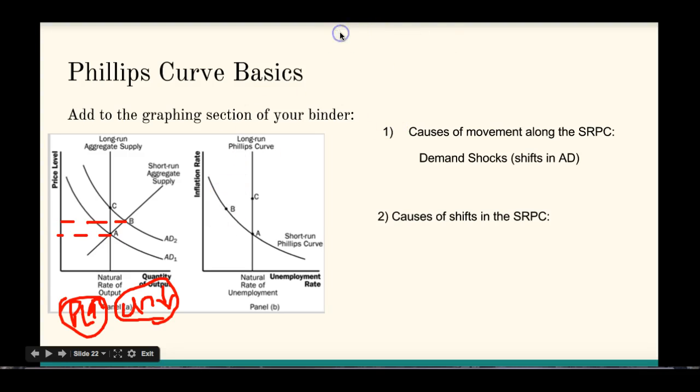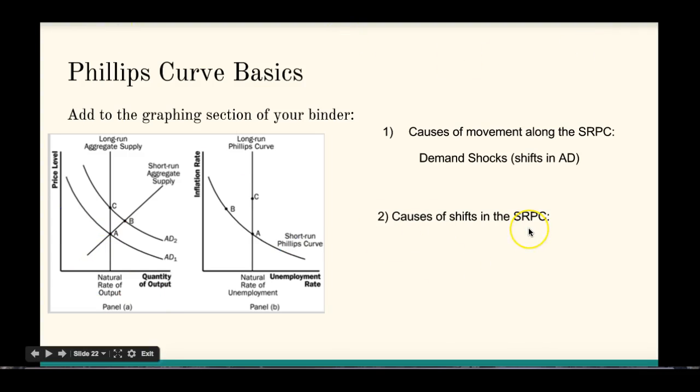Let's try something different here. What if I drew a curve here and I label this AD3, and let's say I want to label this point right here as Q. Where would that be on my Phillips curve? Give it a pause, try it. If you said your point Q is here or anywhere less than point A, you would be correct. So, moving along the Phillips curve is a result of demand shocks.